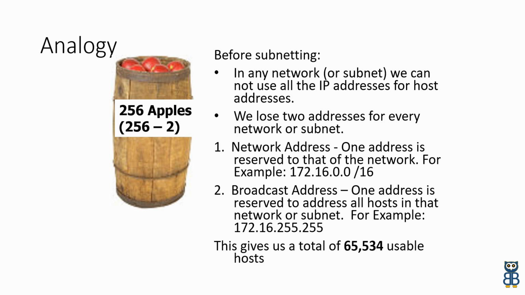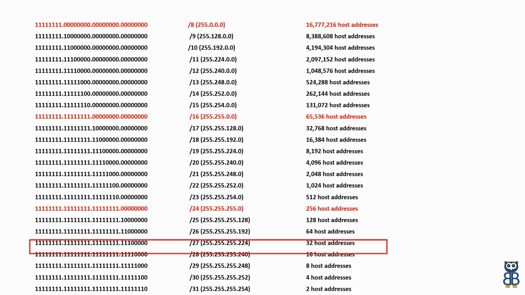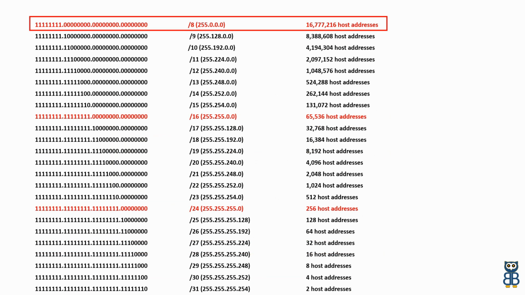Before subnetting, in any network or subnet, we cannot use all the IP addresses for host addresses. We lose two addresses for every network. The base network mask for class A is 255.0.0.0, or you can say /8. It means first 8 bits are reserved for the network and the rest 24 bits are reserved for the host.